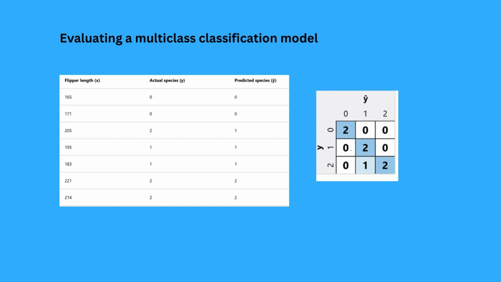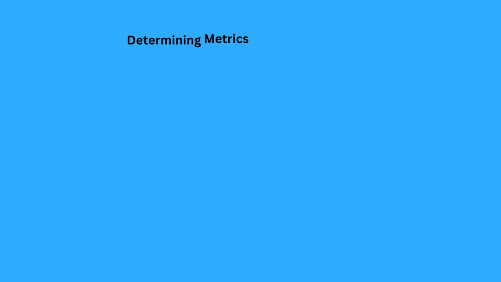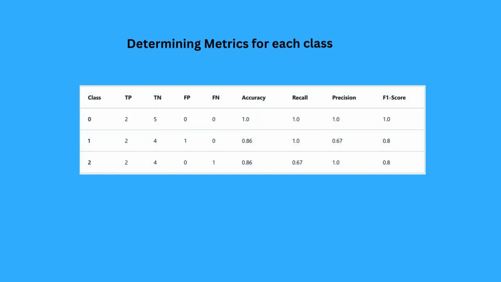Now, from the above table, we can see 0, 0, that is the y with 0 and y hat with 0 value combination, has two predictions. So, here we have 2. For 0 and 1, we don't have any prediction, so it is 0. Similarly, for 0, 2, we do not have any combination or prediction, so it is 0. Similarly, the entire confusion matrix can be arrived at.